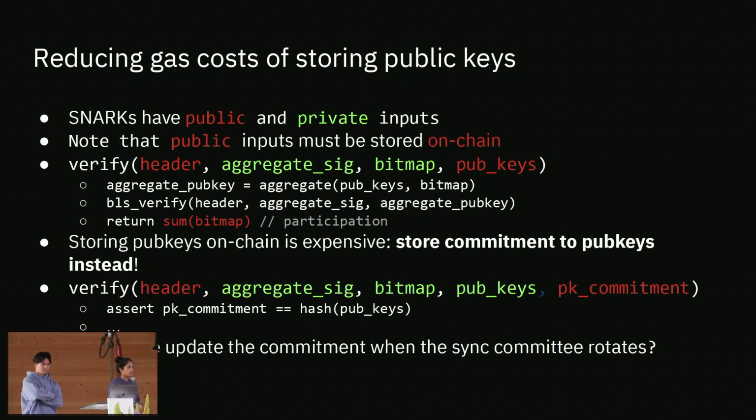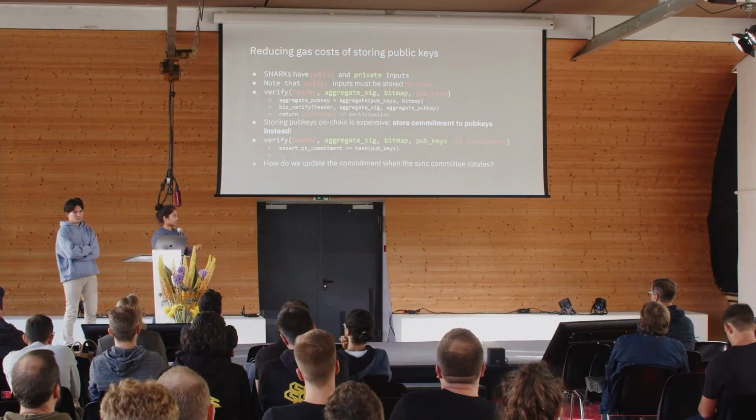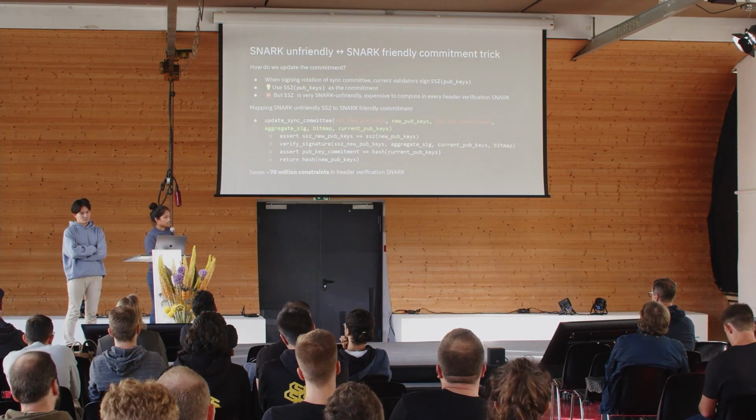Unfortunately, as I mentioned, storing public keys on chain is expensive, also because the set of public keys in the sync committee rotates every 27 hours. So we decided, what if we just store a commitment to the public keys? So you basically hash all the public keys together and store this commitment on chain, and then inside your SNARK, you prove that the public keys, which are now a private input, belong to this commitment. But because the sync committee rotates, we have to update this commitment, and it's not super clear how to do that.